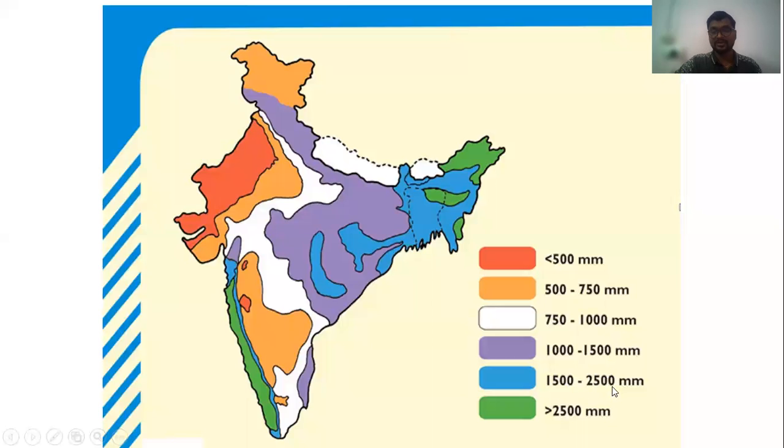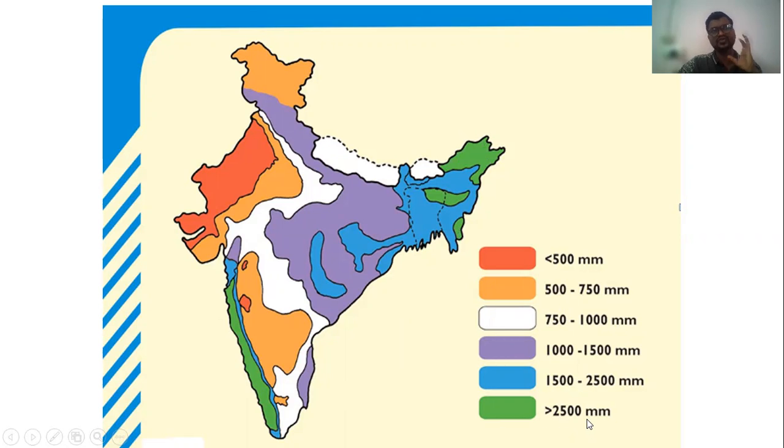Then 1500 to 2500, this belt here. Some part of Assam, etc., Maharashtra, Goa, Kerala are in the belt of 1500 to 2500 millimeters, and the rest are getting an abundant quantity of rainfall, more than 2500 millimeters, so high rainfall. That is the coastal region, Goa, Konkan, then here the belt of Assam, Meghalaya. Those regions receive more than 2500 millimeters of rainfall.